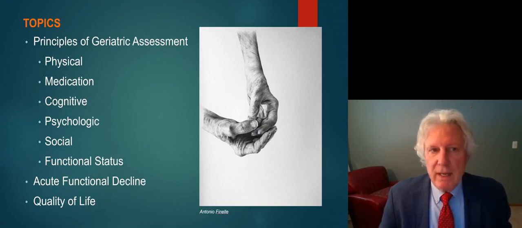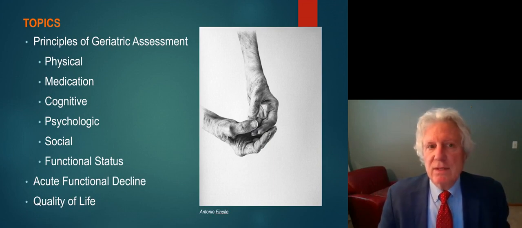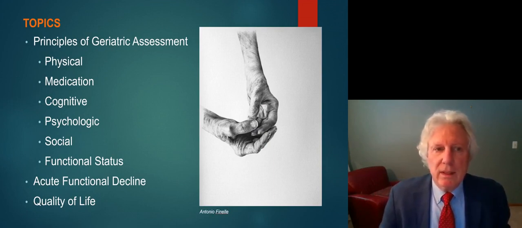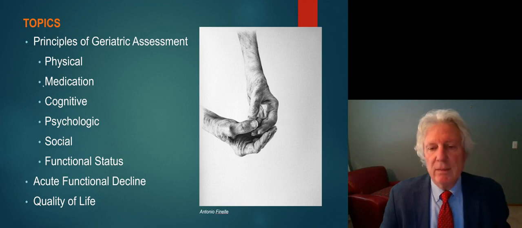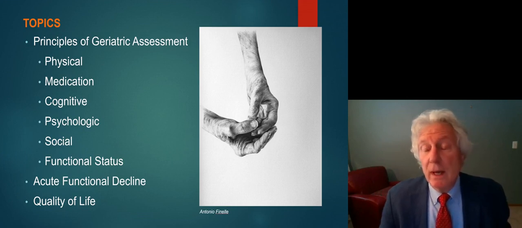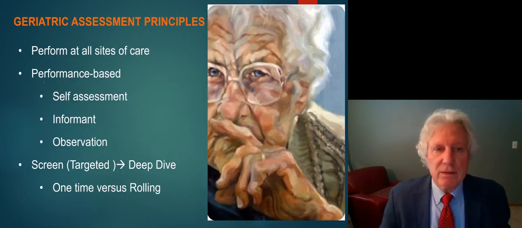The topics that we're going to cover today are the principles of geriatric assessment. We want to look at the different elements listed there, with the physical through functional status elements of the exam. We also want to talk about the acute functional decline, usually that occurs after a hospitalization. And then we'll spend a little time talking about quality of life issues and how that might be measured in the clinical setting.